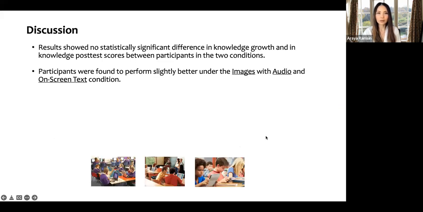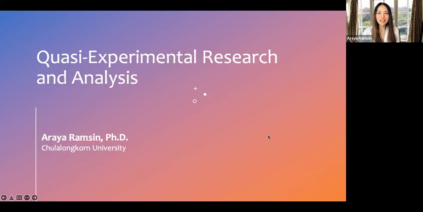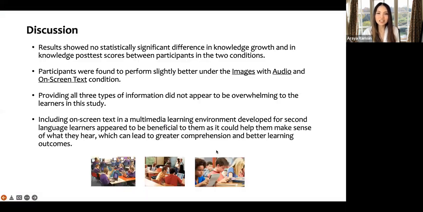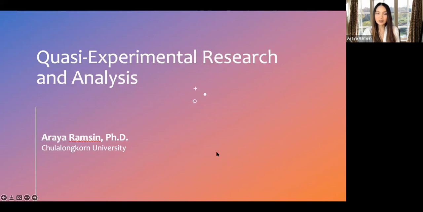Okay, maybe we don't have time for discussion, I'm not sure. So maybe that's it, because I just wanted to show you what quasi-experimental research looks like. Hopefully everyone learned something new about quantitative research, and in particular quasi-experimental research. So that brings me to the end of my presentation.